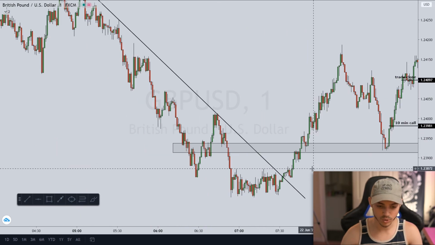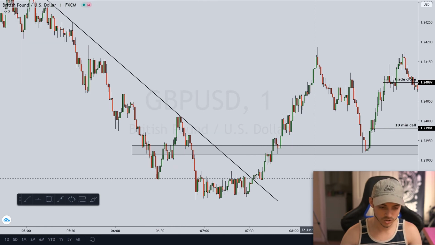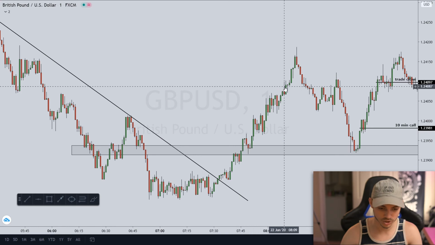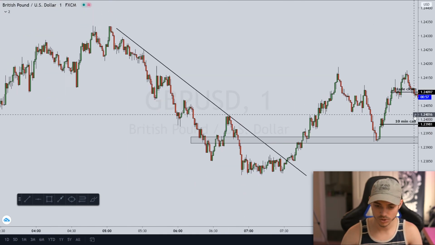Honestly, this morning was pretty slow. Most of the pairs were just kind of moving sideways. So the session took us about 2 hours to get through all of the trades that we needed to look for, just because of how slow everything was. But overall, super simple trade.